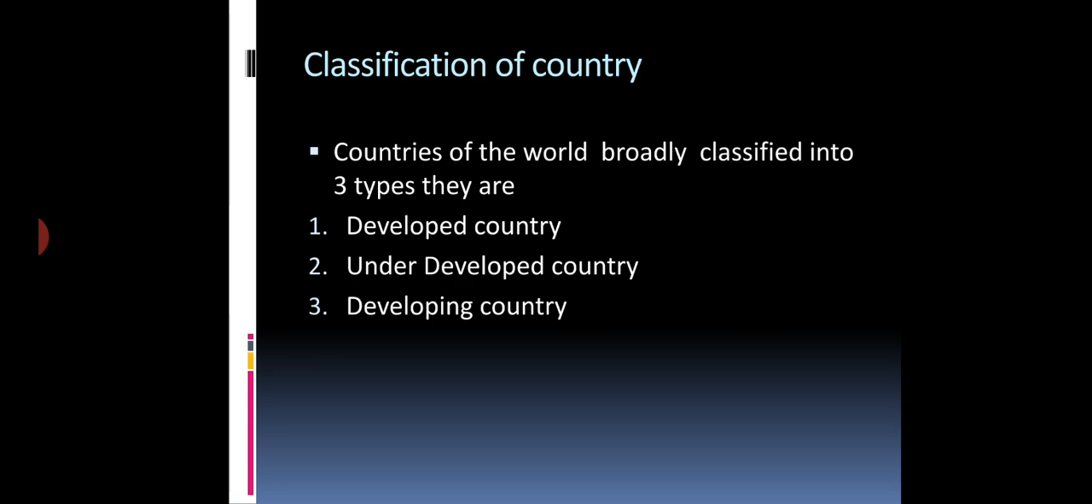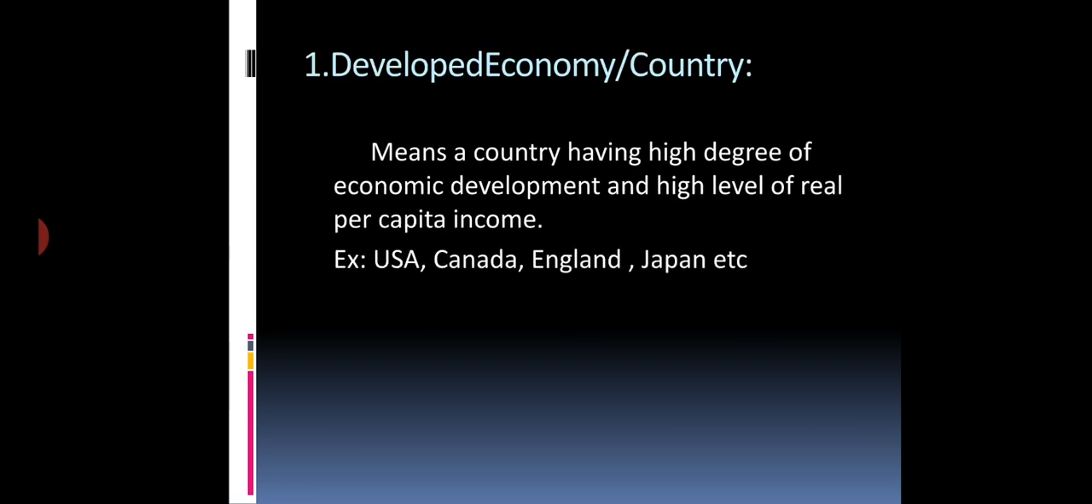After knowing the classification of the economic systems of the world, in a similar way we have to understand how the countries of the world are classified. The countries of the world are broadly classified into three types: developed country, underdeveloped country, and developing country. Now let us understand the meaning of developed economy or developed country. A developed country means a country having a high degree of economic development and a high level of real per capita income. Example: USA, Canada, England, Japan, etc.